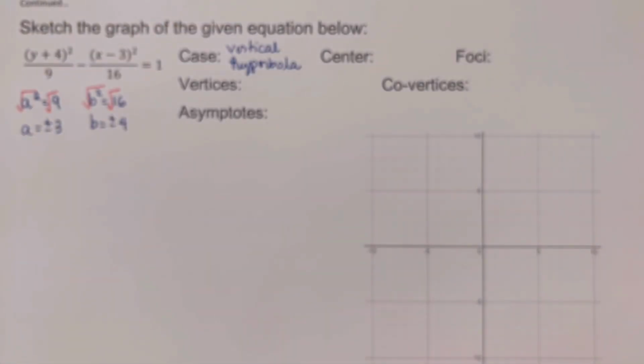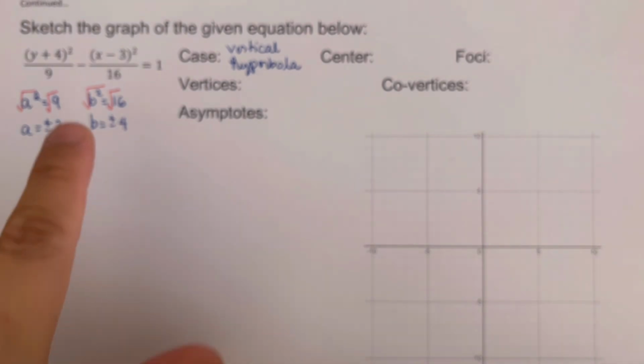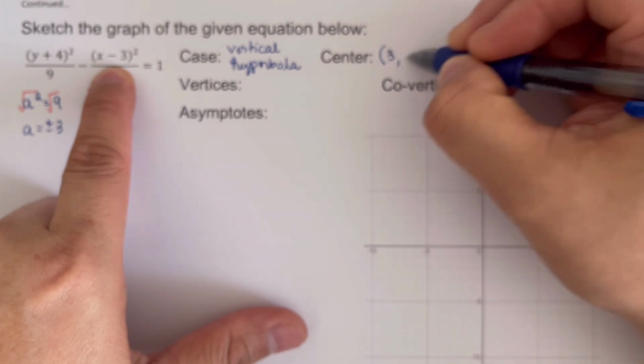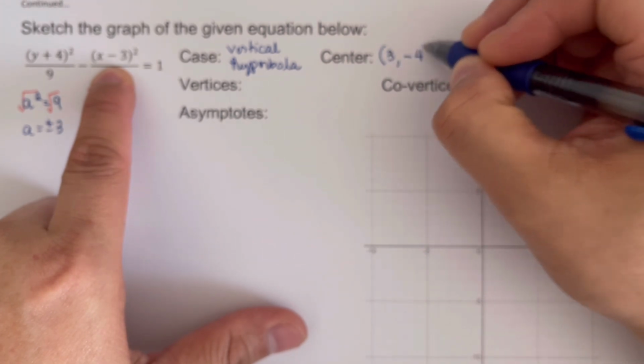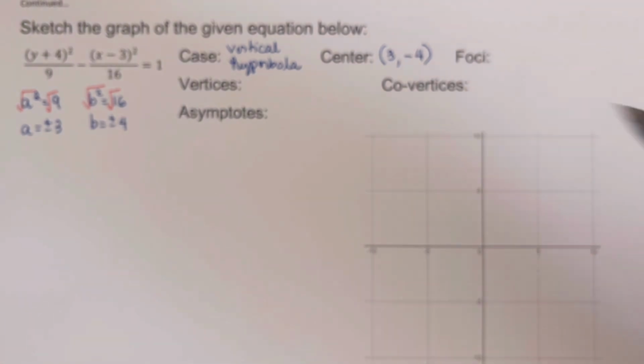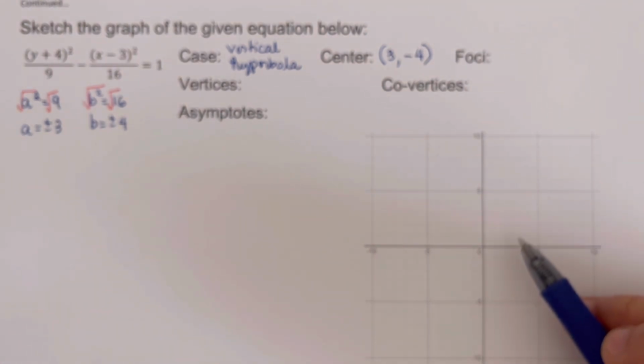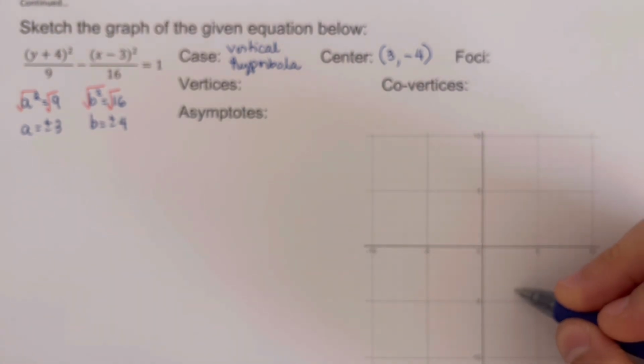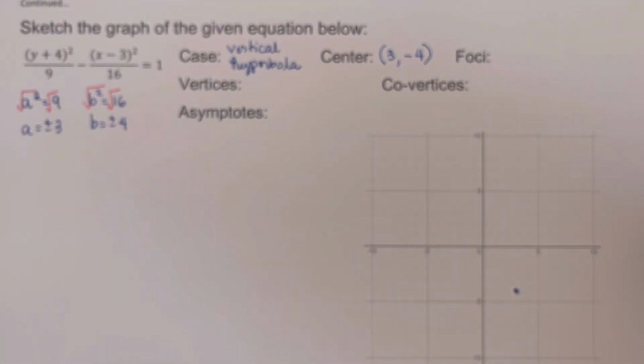Okay, now the next thing that we determine is the center of this hyperbola. Now we remember that the center is hk, so this is positive 3 and then -4. So I'm going to go ahead and sketch that center up here. That's going to be positive 3, that's 1, 2, 3, and then -4. So it goes down all the way here. So this is our center.